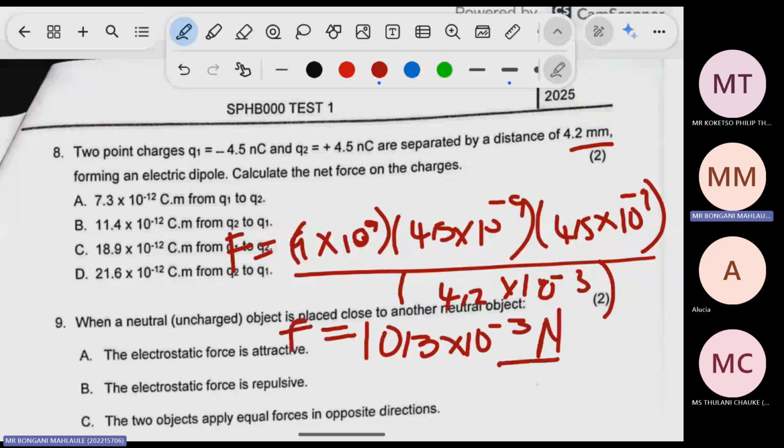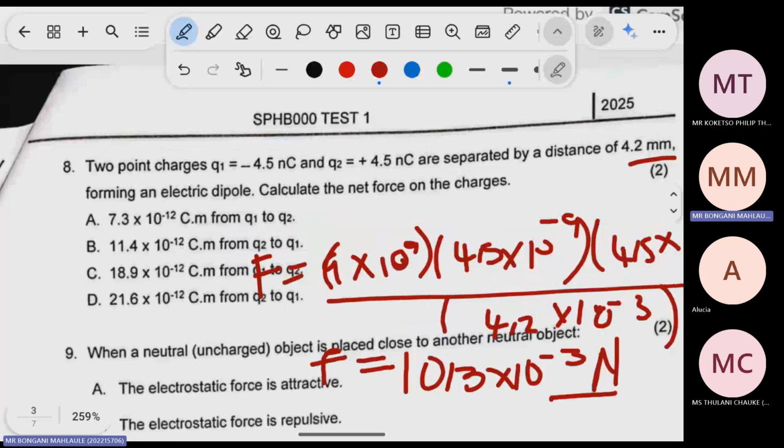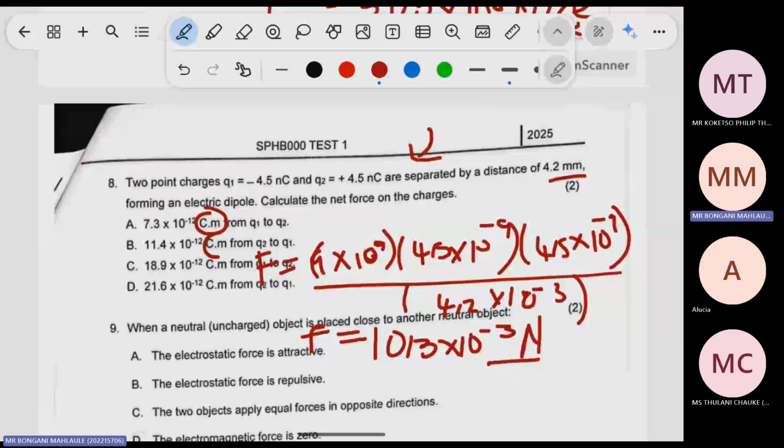So we must convert this. This guy, we must convert him to what? Coulomb per meter. The answer here is coulomb per meter. Guys, how do you get these units? Anyone with an idea of how we're supposed to build this one?